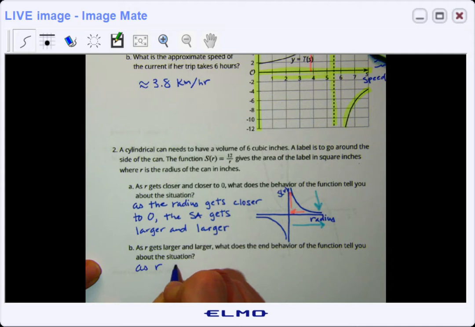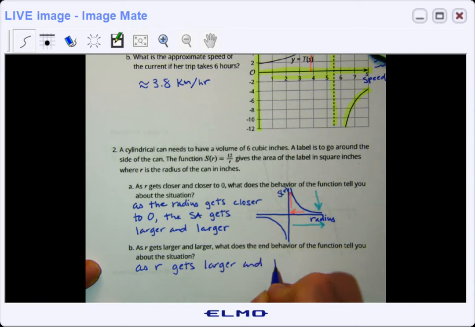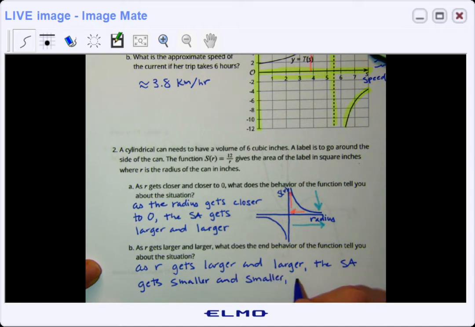So I'll say as R gets larger and larger, the surface area of the label gets smaller and smaller, approaching 0.